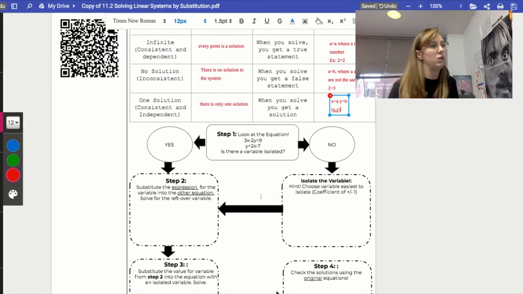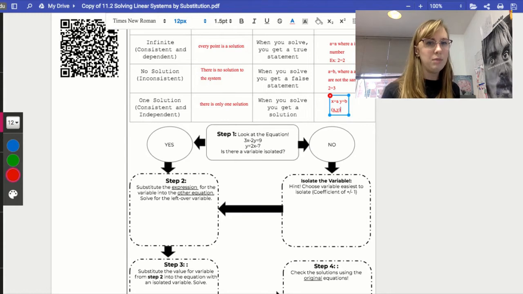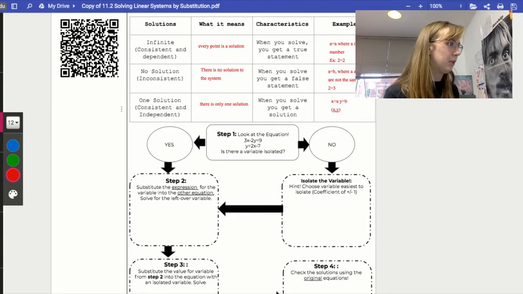All right, let's jump into an example. I saved this wonderful graphic organizer to help guide you on this quest of using substitution. We're given 3x minus 2y equals 9 and y equals 2x minus 7. The first question is: is there a variable isolated? What I mean is, is there a letter that is by itself? If I look at these equations, y is by itself. I'm going to mark up the y so you can see that y is by itself. Since y is by itself, then yes, there is a variable isolated.